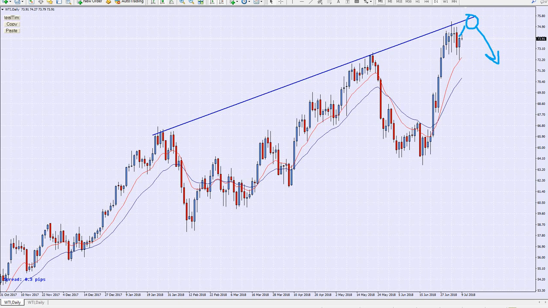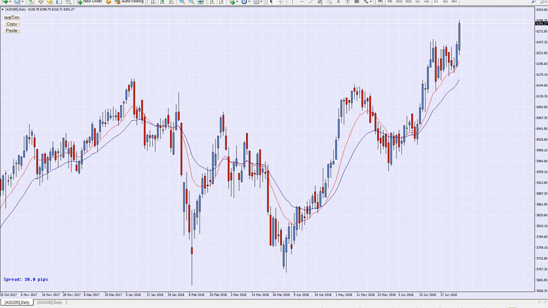Okay, so there you have it. That's WTI for this week. The last instrument that we'll look at for the week is the ASX 200. Let me bring my charts forward and let's have a look at this.